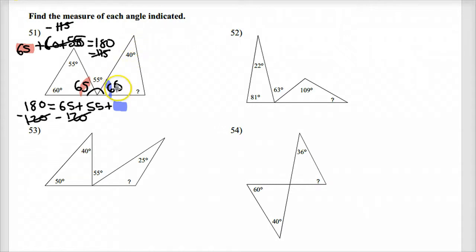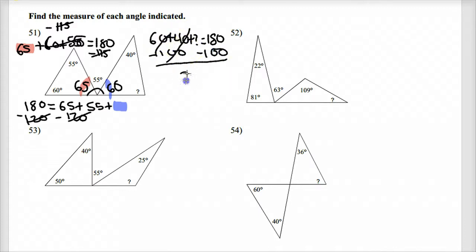Now I'm finally at the end. I have 60 and 40. And then I add a question mark, and that is adding up to 180. So if I subtract 100 from both sides, then I can get rid of these 60s and 40s. You get that the question mark equals 80. And that looks about 80. So it makes sense.